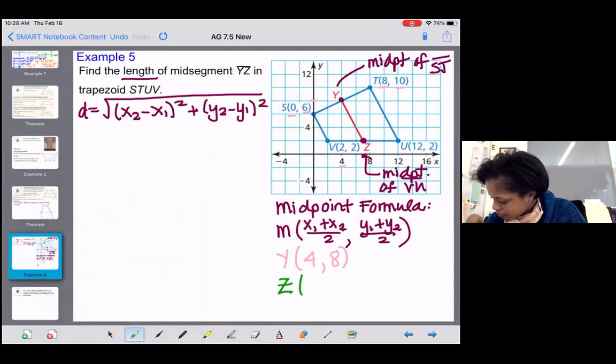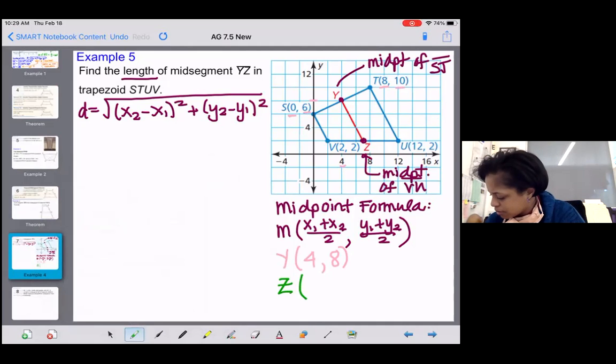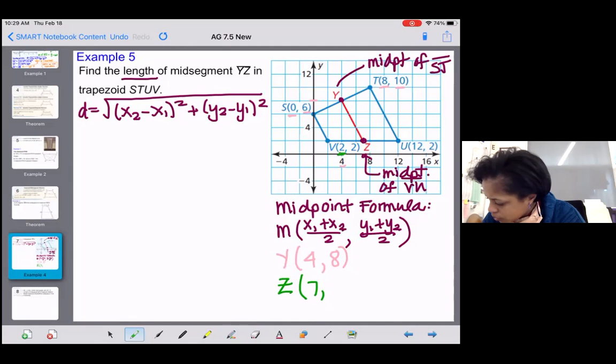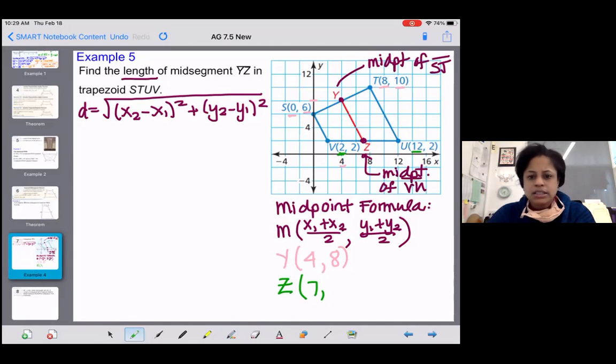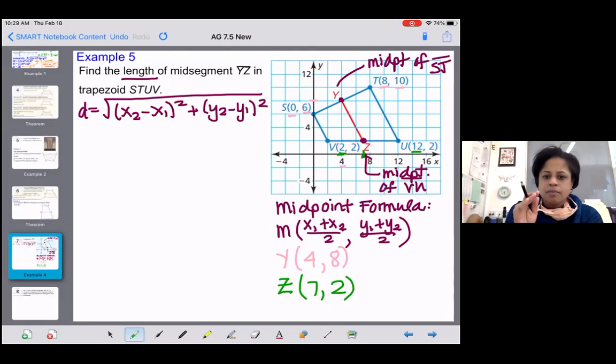Z. All right, that one is 2 plus 12. 2 plus 12, which is 14, divided by 2. So that's going to be 7. And then 2 and 12, those two added together. And then 2 plus 2 is 4, divided by 2 is 2. 7, 2. All right, so that's why it looks like it's in the middle, because each square is worth 2. So it is 7 comma 2.